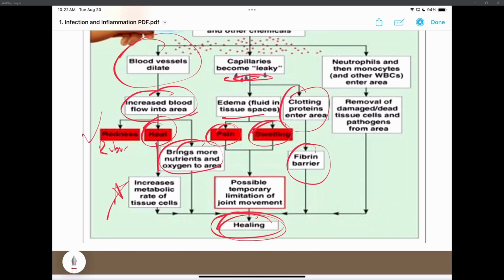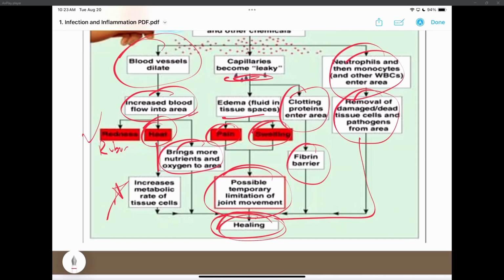The last thing, obviously, we have our white blood cells. They have to come to the area and clean off that debris and the pathogens. So once they clear it all out, now we can begin our healing process. The last one we haven't covered is that functio laesa, that loss of movement, and it says possible temporary limitation of joint movement. That's if, let's say, you had septic arthritis of the knee, and the knee is swollen. You're not going to be able to move that knee very much, so you will have loss of movement.